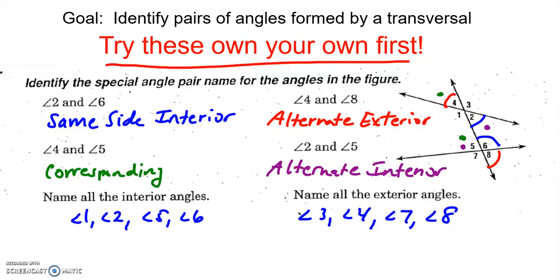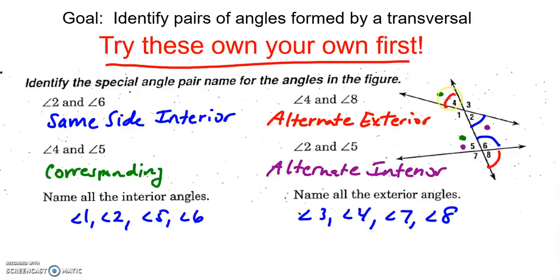All right, guys, so to check your work, the first example I said were same side interior, because if you take a look at my picture where I marked the two blue, 2 and 6 are both within my two lines and on the same side of the transversal. So I said same side interior made the most sense here.